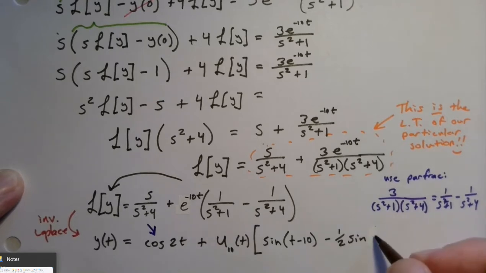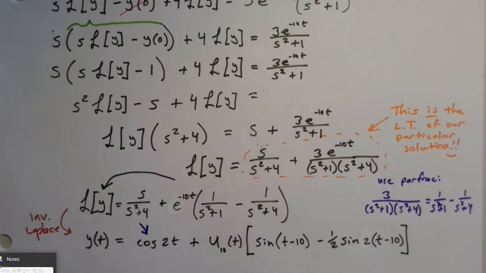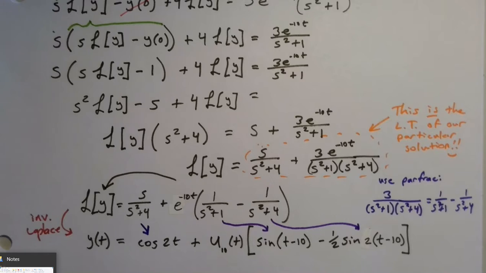This is going to be sine of 2 times t minus 10. And so what we have are the shifted switches coming from this first one right there, and then the second one right there. And so what does this suggest is going on in our solution curve? Well, it's saying it's going to behave like cosine of 2t the whole time, but then all of a sudden, when t equals 10, we're going to get these 2 extra terms of sine functions.